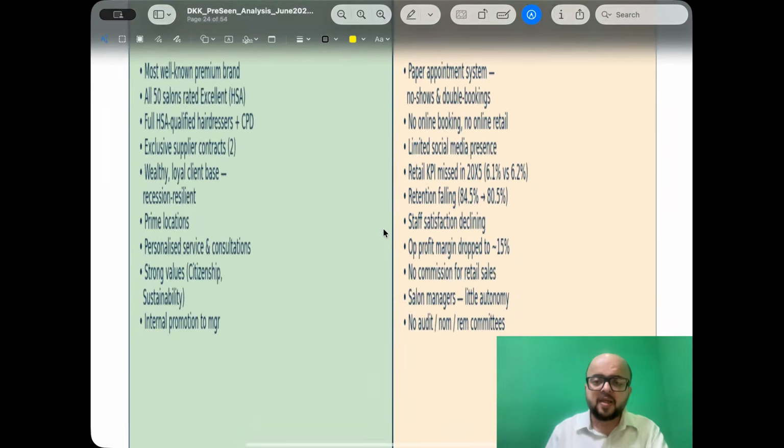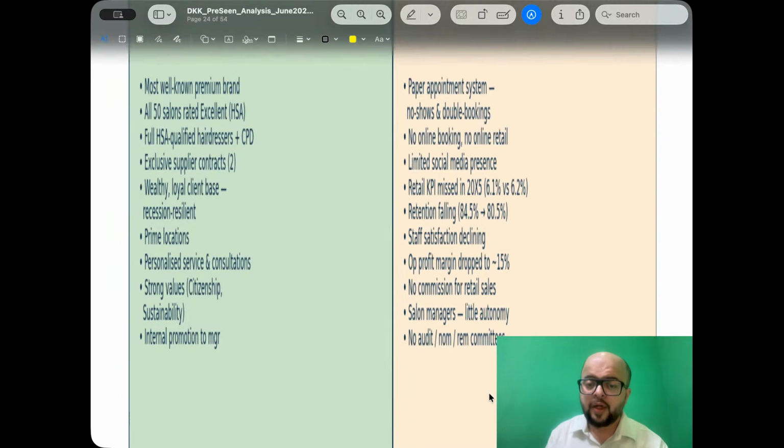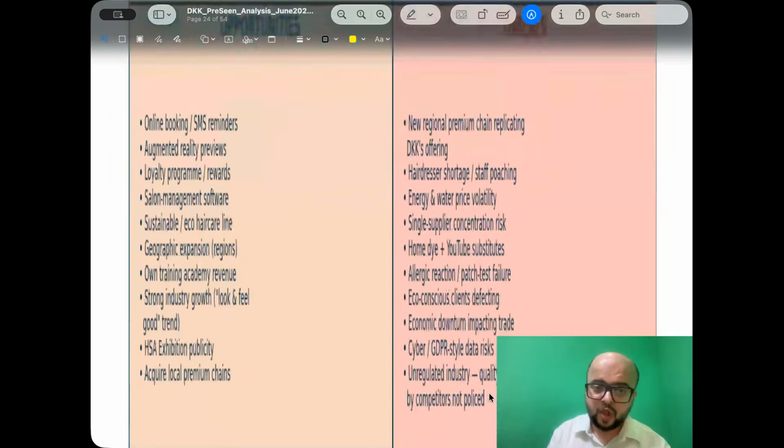Now, in terms of weaknesses, you have a paper appointment system. No shows and double bookings are a problem. There is no online booking, no online retail, limited social media presence. Retail KPIs were missed in 20x5. The retention percentage is falling. Staff satisfaction is declining. Operating profit margin has dropped. There is no commission for retail sale, and salon managers have little autonomy. Plus, governance weaknesses as well. No audit, nomination or remuneration committee.